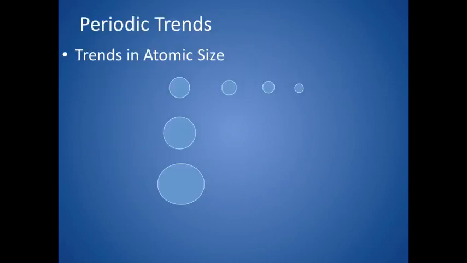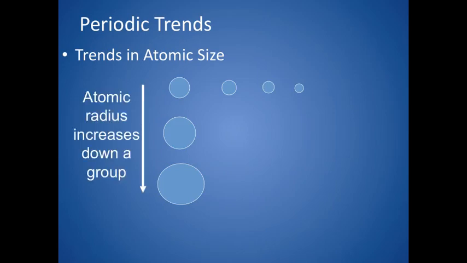So first is atomic size. And so this is actually a little bit of a schematic of the periodic table. What you can see is the bubbles there representing atoms increase going down a group or down a family. So this would represent sodium, and then say potassium, and then further than that, say rubidium. Those are larger as you go down.